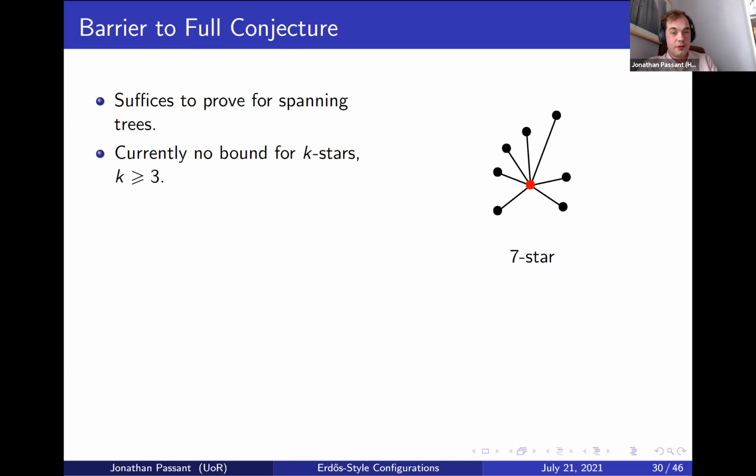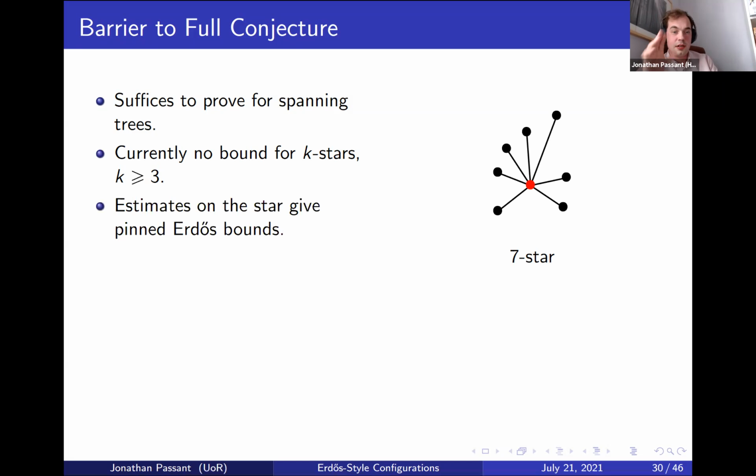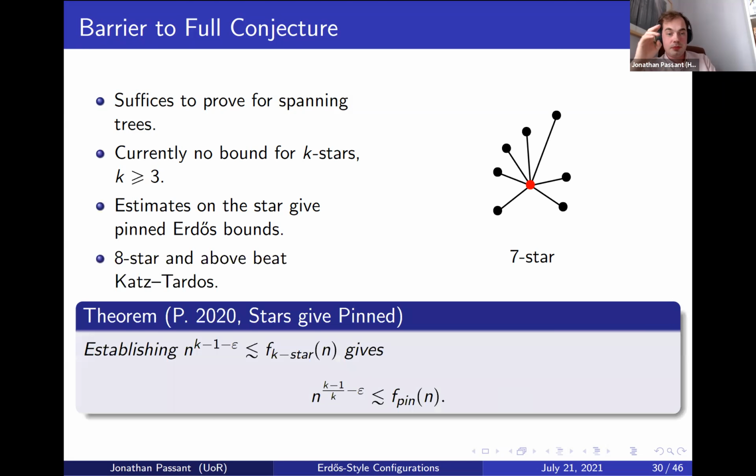And there is no bound for K stars bigger than the two hinge right now, or the two chain, I have to say. And so estimates on these stars would give pinned edge bounds. And so you can show that if you have an efficient bound on the K star, then you get quite an efficient bound on the pinned edge conjecture. So something on the 8 star or above would be the best known result and beat Katz and Tardos's 2004 result. So these stars are of interest to me. If anyone figures out a good way to make progress there, I'd be very interested.